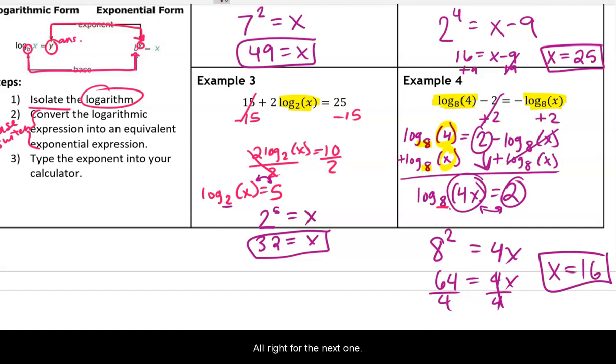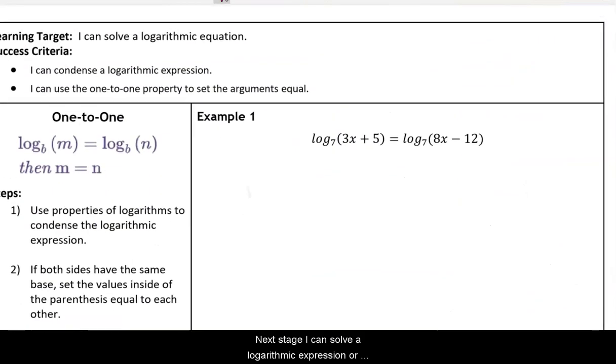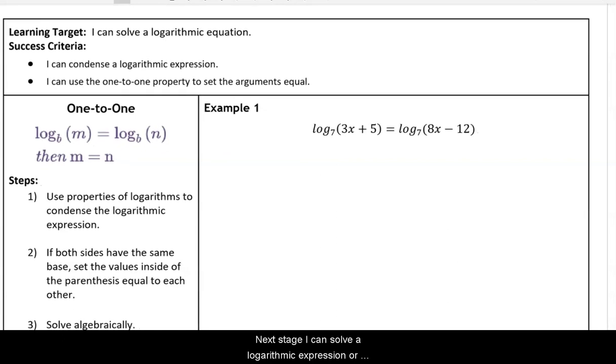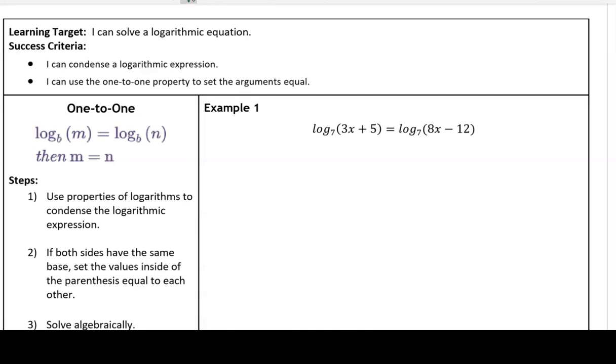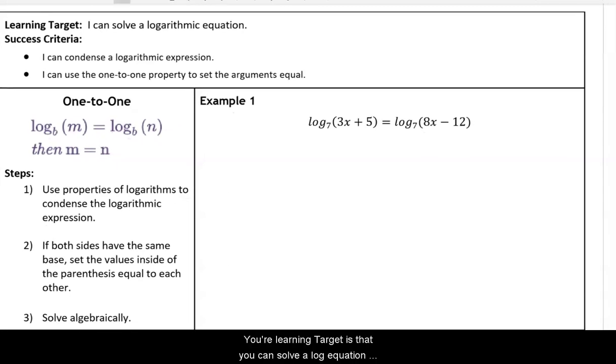All right, for the next one, next page, I can solve a logarithmic equation. For these, your learning target is that you can solve a log equation. So you can condense a log expression and you can use the one-to-one property to set the arguments equal. When we say arguments, we're talking about those exponents.